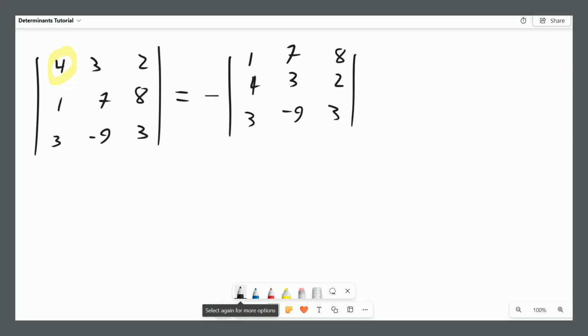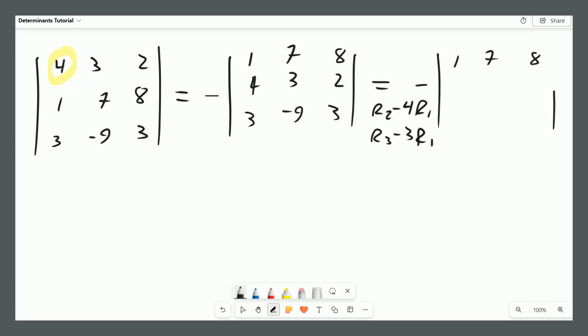And then we're just going to do row 2 minus 4 row 1 and row 3 minus 3 row 1. And because we're just adding a multiple of a row, this does not change our determinant, so we only have that negative sign in front. Okay, so we have 1, 7, 8. 4 minus 4 is 0. 3 minus 28 gives us -25.